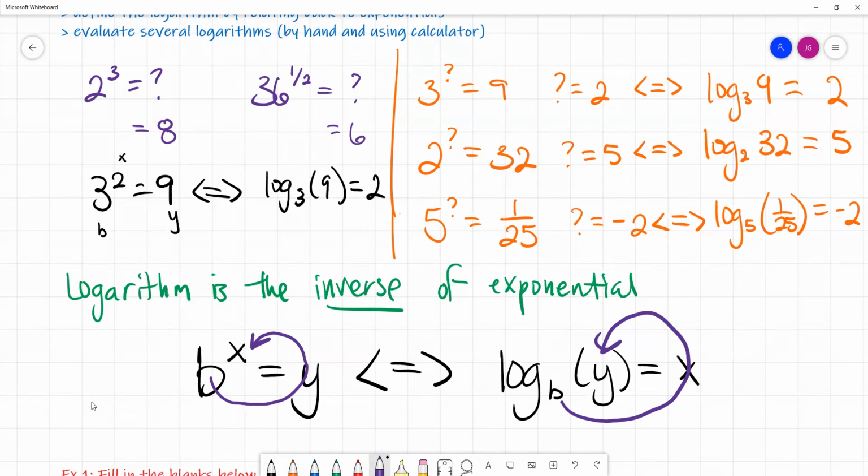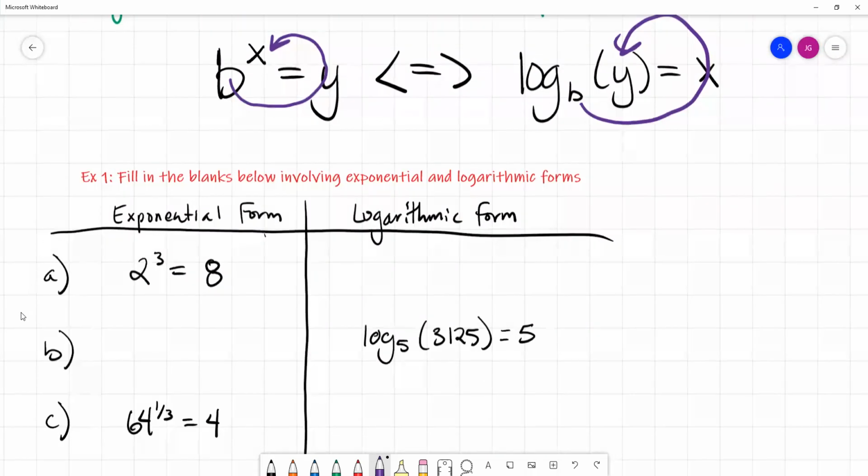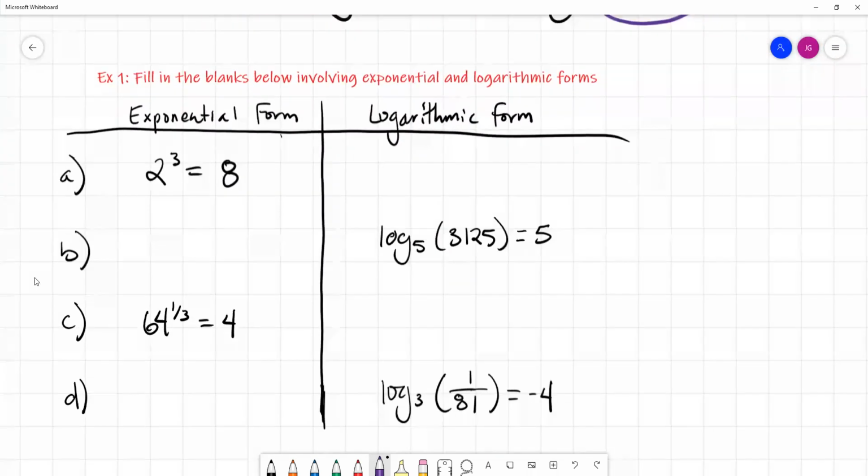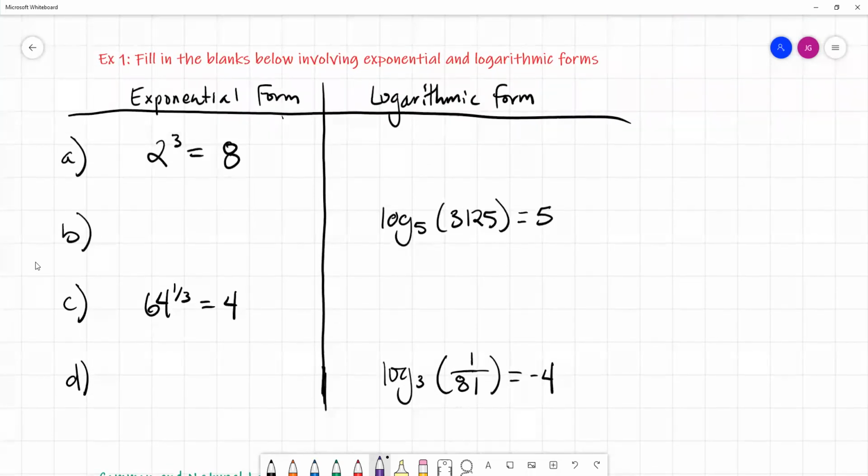Okay, so let's practice that a little bit. This is kind of new information to us. Fill in the blanks below involving exponential and logarithmic forms. Here, all we're doing is rewriting, kind of like on your last checkpoint where I asked you to rewrite from radical form to rational exponent form. Kind of the same idea, right? We're not simplifying or anything extra like that. We're just rewriting. So I'm going to go from exponent to log or log to exponent.